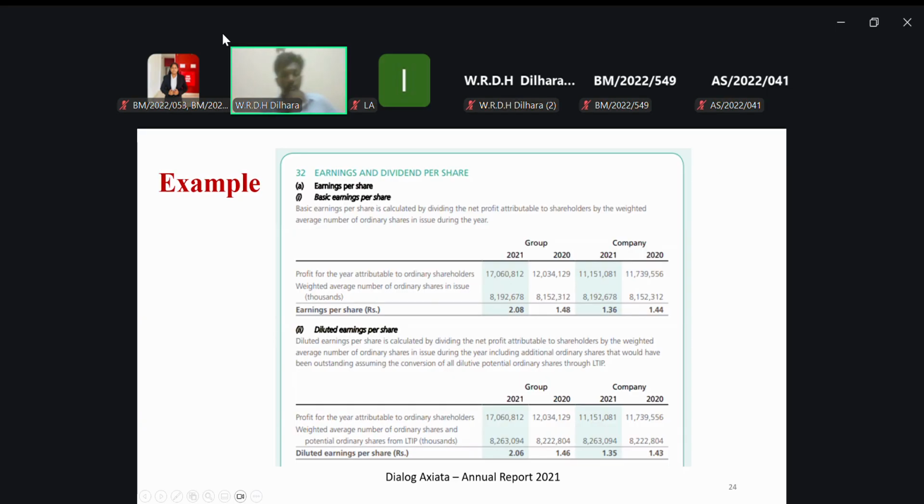And when we talk about diluted earning per share, when we calculate diluted earning per share, we have to get the profit for the year attributable to ordinary shares after the dilution effect. Okay? In many cases, you can see that earning per share is high and diluted earning per share is low. What's the reason? The earning per share is high, but diluted earning per share is less than the basic earning per share.